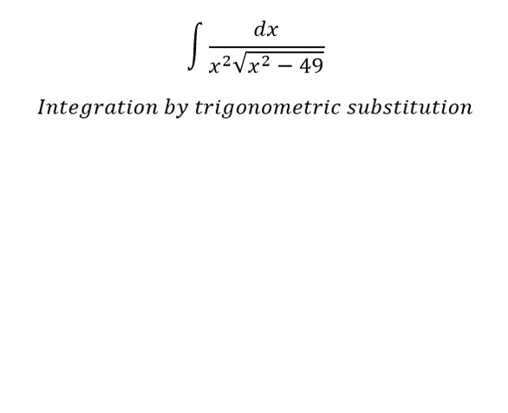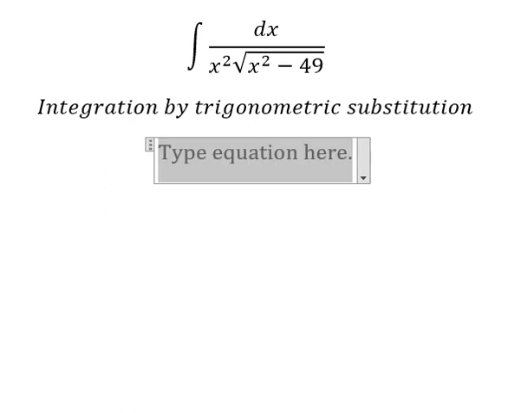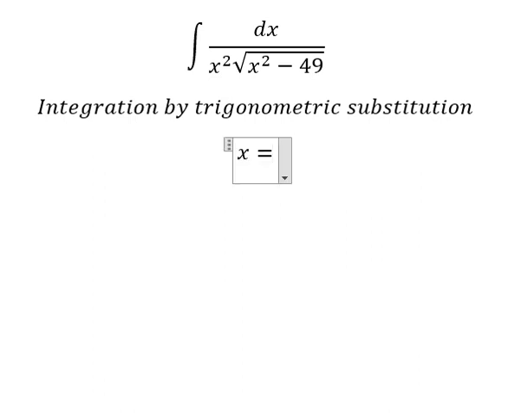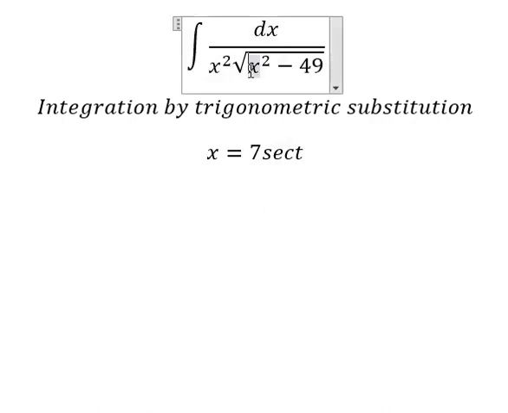substitution. So I will put s equals 7 secant of t, because if I put this one here, we have 49 secant of t squared, 49, we can do factorization.